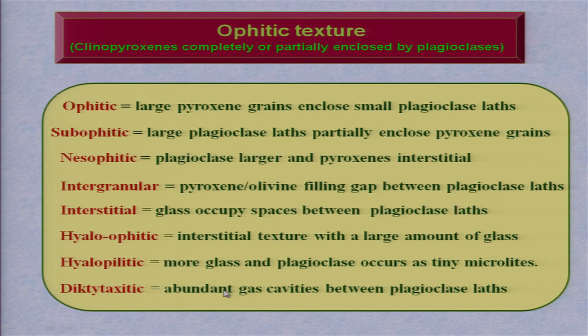Where have these gases come from? These gases have come from the escape of volatiles and the open spaces are left out in the form of cavities and the resulting texture is called dictytaxitic texture.